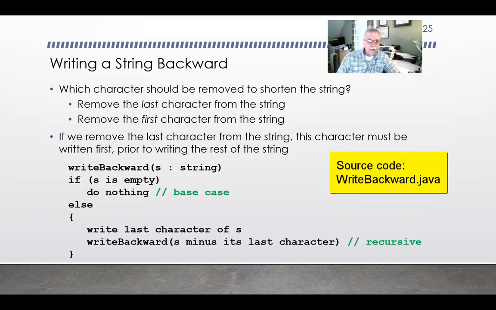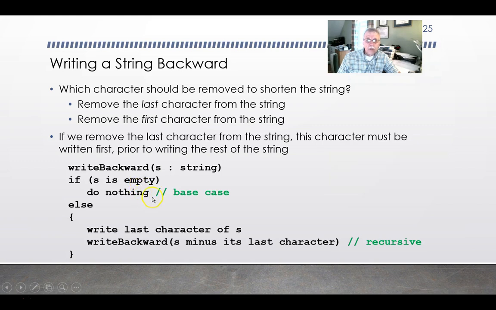Here's a basic idea of the algorithm that's employed. What we're doing is accepting a string, and if the string is empty, well, we don't do anything. That's the base case. But if the string is not empty, we write the last character of the string, and then we call write backwards, and what we're doing is proceeding with the recursive calls to work with something smaller and smaller and smaller.